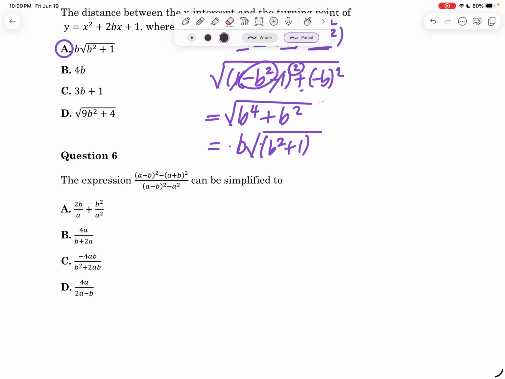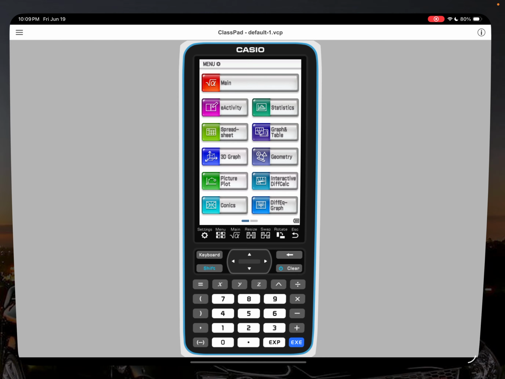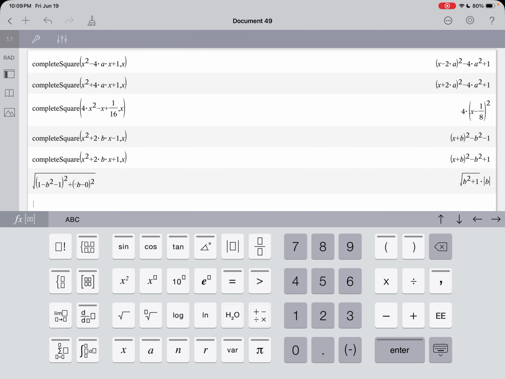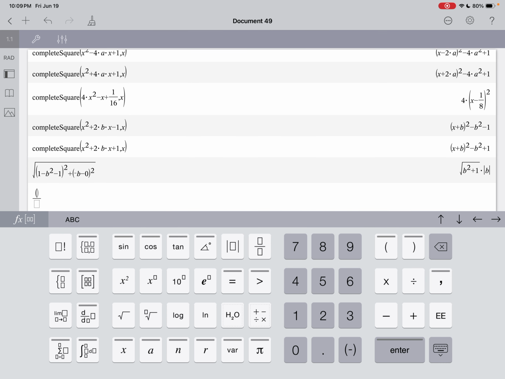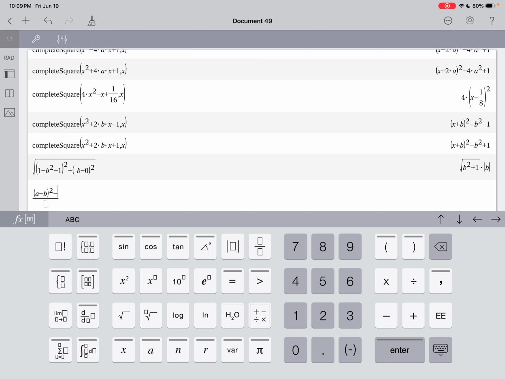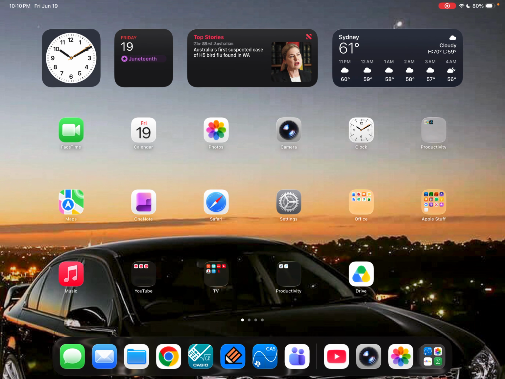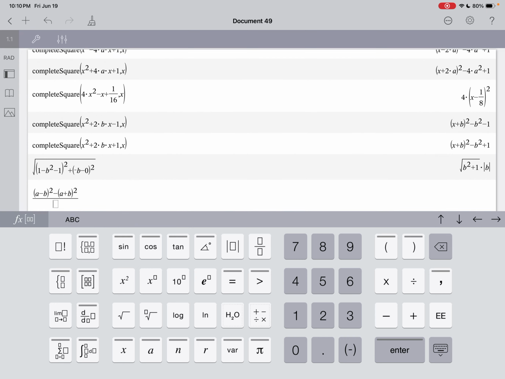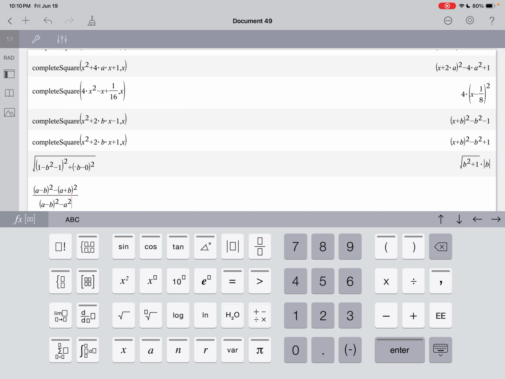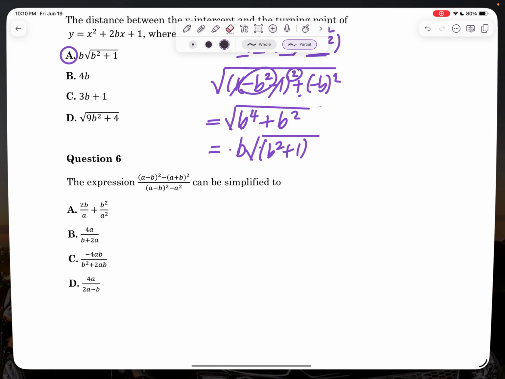a minus b squared plus a minus a plus b squared. So fraction: a minus b squared minus a plus b squared, over a minus b squared minus a squared. a minus b squared minus a squared. 4a on 2a minus b.